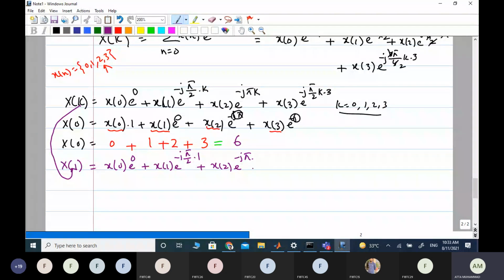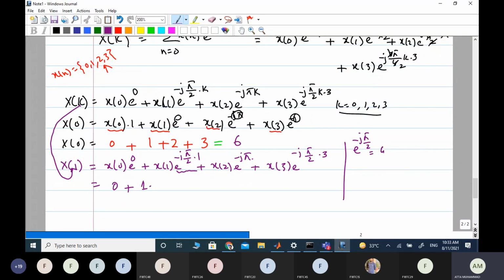So this becomes j pi plus x of 3 e to the power minus j pi by 2 times k, which is 1, so 3, right? So x of 0 we know is 0, plus x of 1. Now x of 1 is 1, but we have something multiplied with it. Now let us see what this equals. E to the power minus j pi by 2.